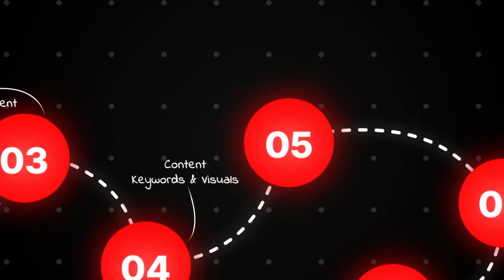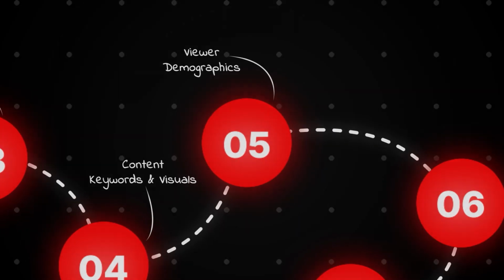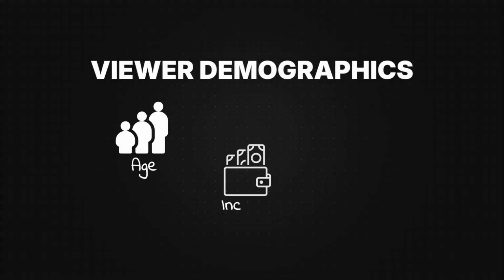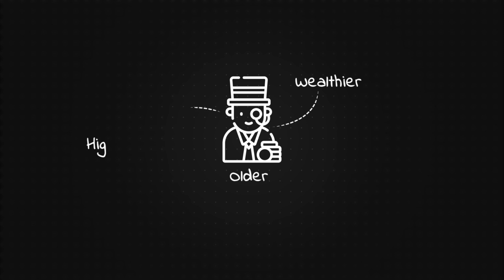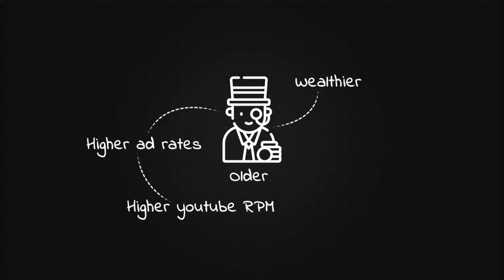So now that YouTube understands what your content's about, let's talk about who you're reaching, because not all viewers are valued the same. Now, this point is absolutely crucial if you want to increase your RPMs. It's one of the biggest influencing factors, viewer demographics, specifically age, income, and profession. Older, wealthier audiences attract significantly higher ad rates, which means more spend and then in turn, more RPM for you.